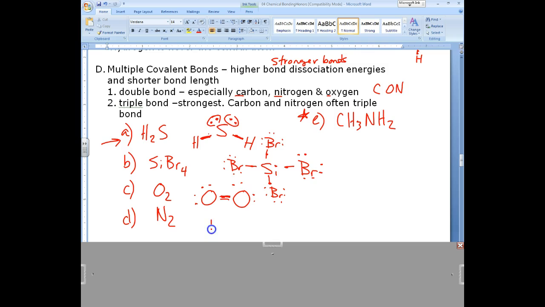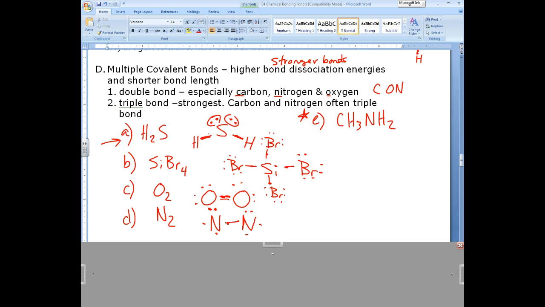So then we have N2. So I have nitrogen, which has 5 valence electrons. And I often will put my 5 valence electrons like this, where I have 1, 2 at the top, and then 3, 4, and 5 there. Going to bond to another nitrogen, 1, 2, 3, 4, and 5. Then they're going to bond. And then we check to see if they're happy.